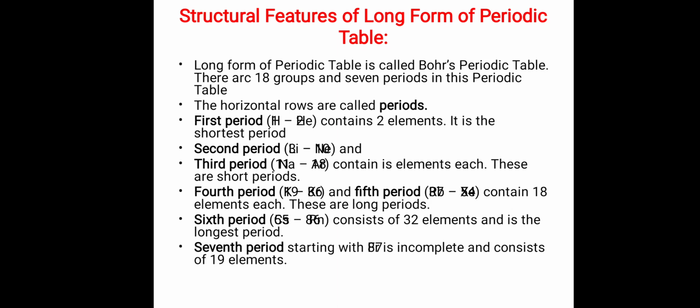The second period is lithium to neon, totally 8 elements. Then the third is sodium to argon, again 8. Then the fourth is potassium to krypton, totally 18 elements. The fifth is rubidium to xenon, and the sixth is cesium to radon. Finally, the sixth period contains 32 elements and is the longest period. Then the seventh period starts with francium, is incomplete and consists of 19 elements.